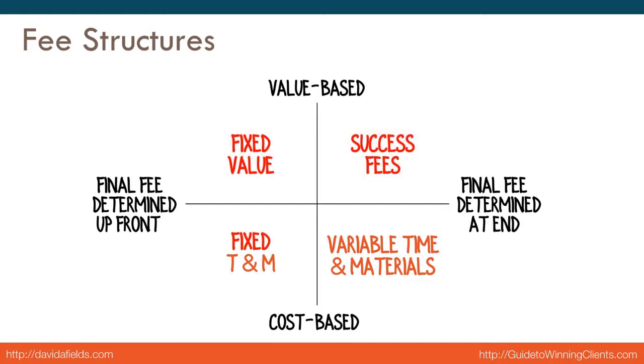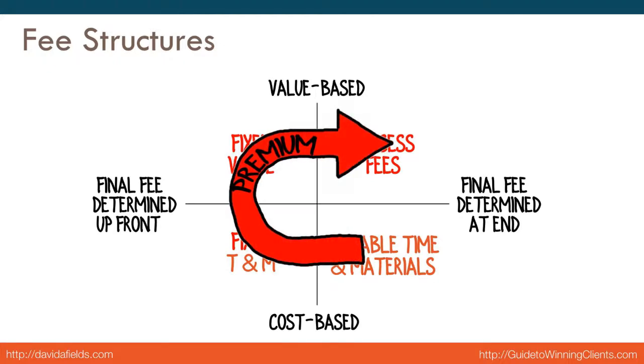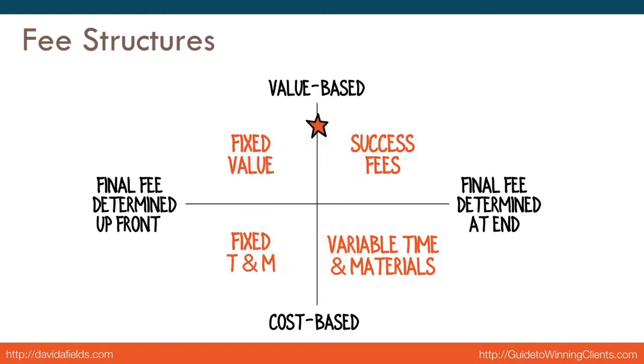And what I'm going to do is overlay an arrow here that I call the fee premium curve. And as you travel around this curve, all else being equal, and assuming you're good at what you do, the premium you will make on a project increases as you move clockwise around this curve. And the optimal point is actually right here. It's right up here. A value-based fee that is partly fixed up front and partly based on performance. And again, all else being equal, this fee structure will produce the highest margin for you.